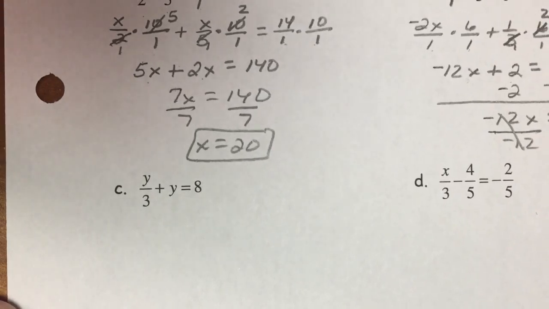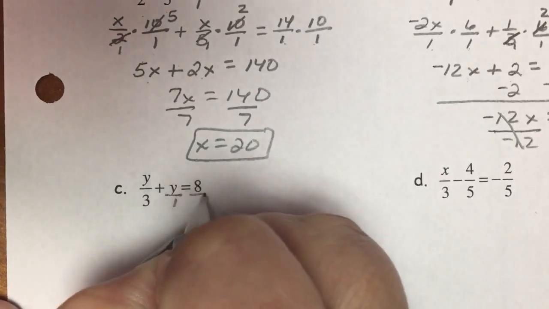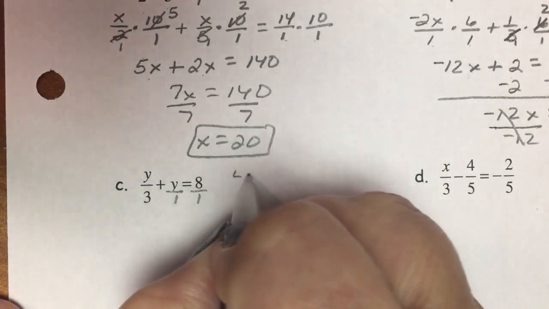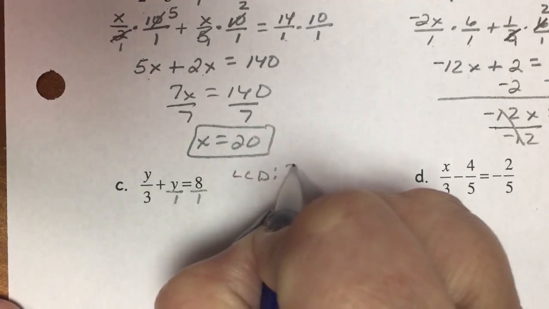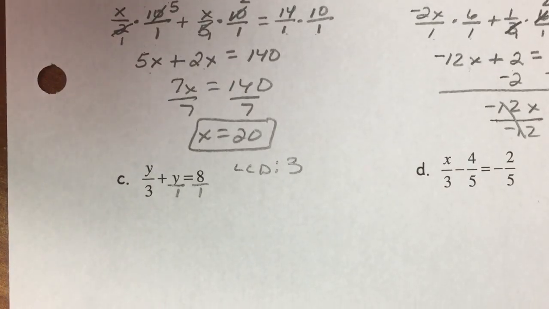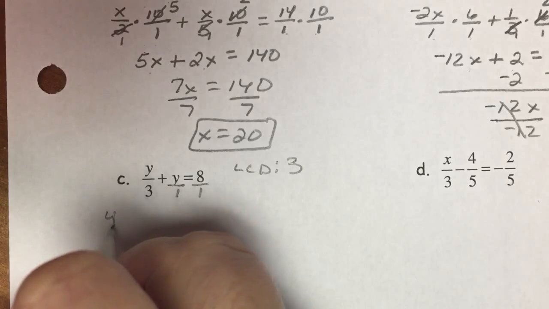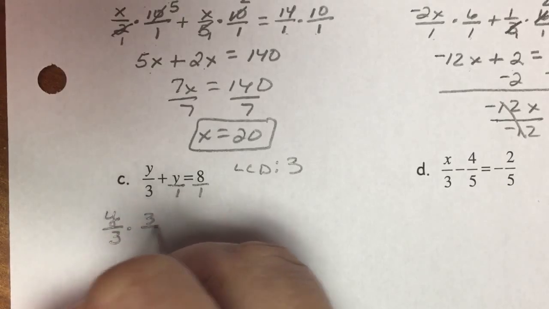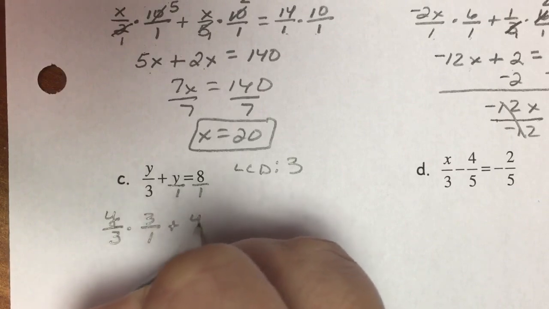All right, let's look at C. Again, I'm going to put 1s under everything that's not a fraction. What is my lowest common denominator of all the fractions? Well, you can see it's 3. So take each one of your terms of your equation and multiply it by 3 over 1.